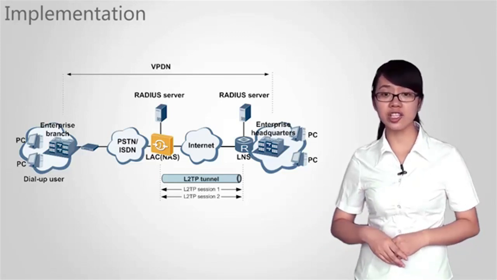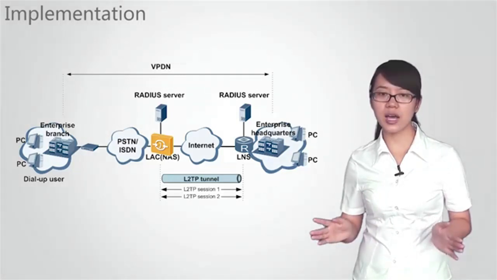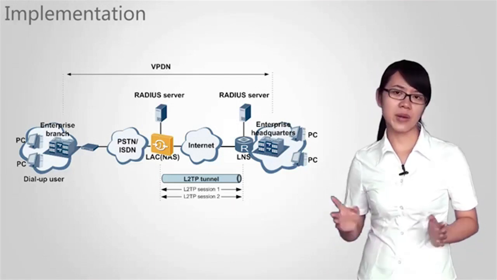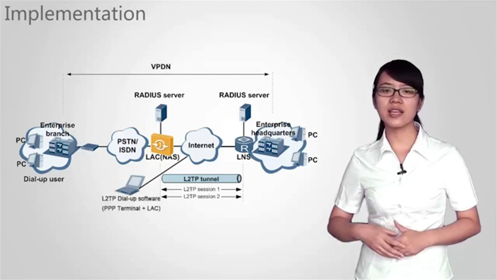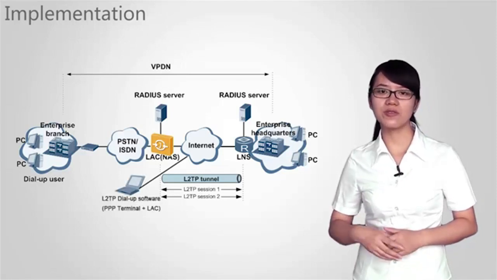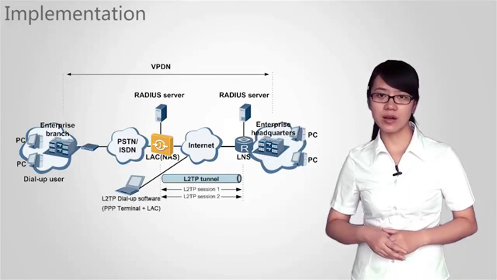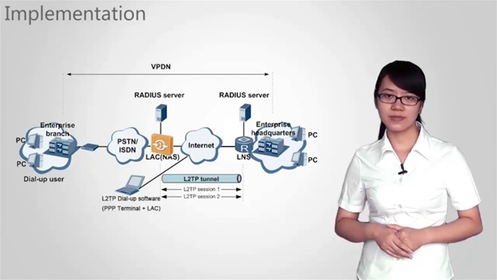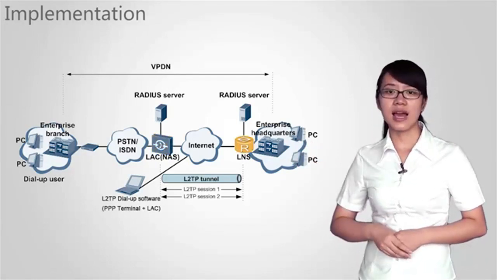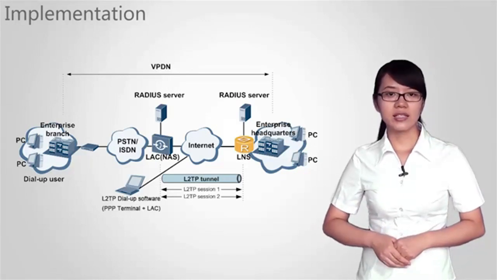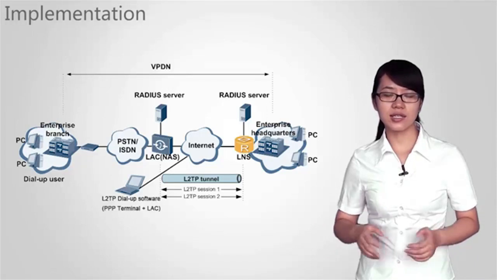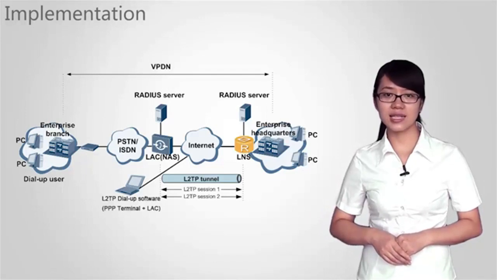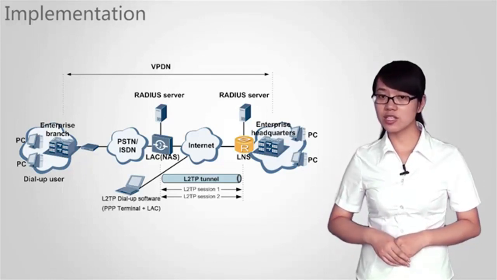The LAC is the initiator to establish an L2TP tunnel. On a traditional network, an LAC is configured on the NAS and maintained by the carrier. Now you can use a terminal such as a PC or a mobile phone and the L2TP dial-up software to access the headquarters. The terminal must connect to the Internet. The LNS is the other end of the L2TP tunnel. It is generally configured on the headquarters gateway. The LNS replies to an L2TP request sent from the LAC and accesses the PPP session of the remote user.